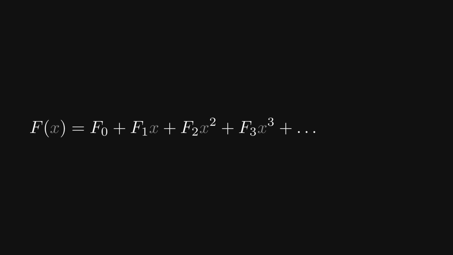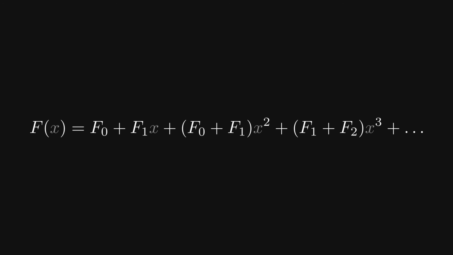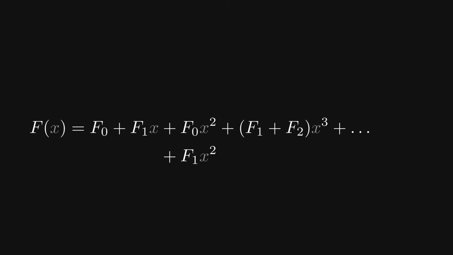Let's focus our attention on the third term, f2 times x squared. We can use the recursion here and write it as (f0 plus f1) times x squared. Similarly, we can write the fourth term f3 times x cubed as (f2 plus f1) times x cubed. We can do this for all subsequent terms. For simplicity, let's unwrap the parentheses and write F(x) in a more suggestive form.